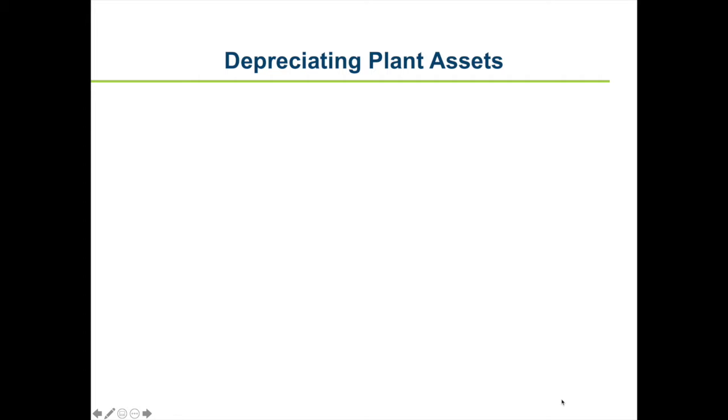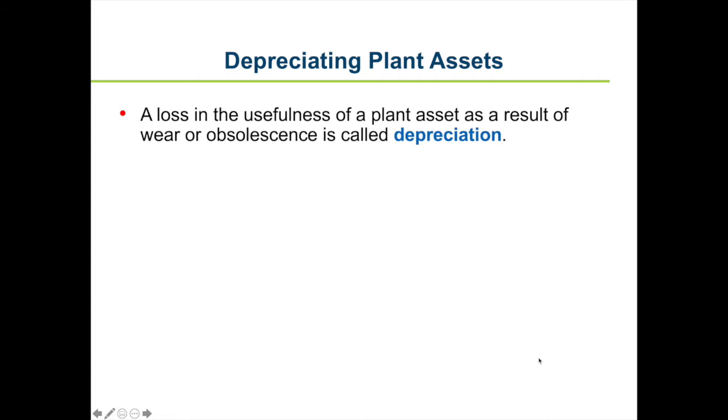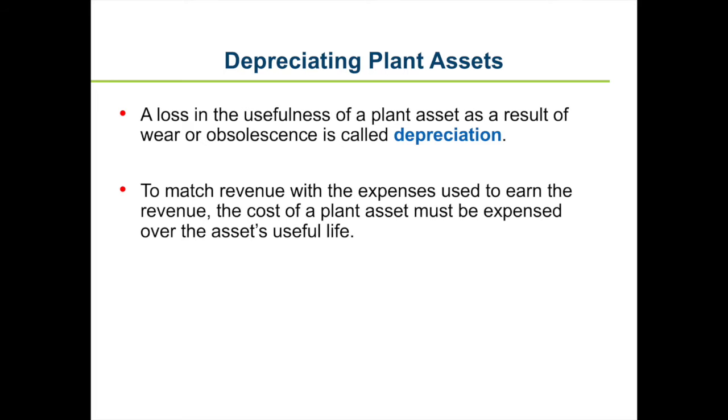A business buys plant assets to use in earning revenue. For example, 3 Green bought a new lighted display case to draw attention to its products. The display case will be useful only for a limited period of time. After several years, most display cases become worn from use and no longer offer an attractive display. A loss in the usefulness of a plant asset as a result of wear or becoming obsolete is called depreciation.